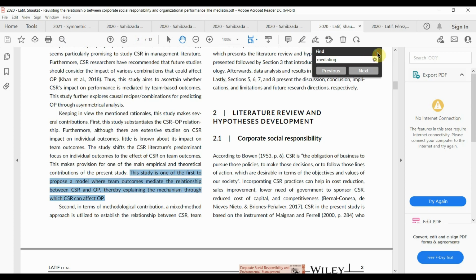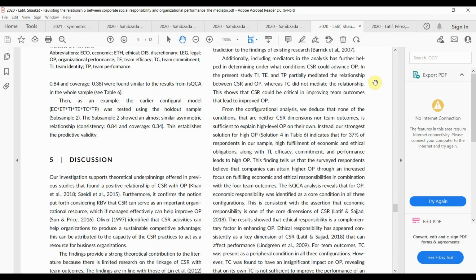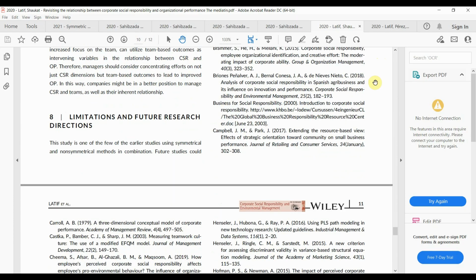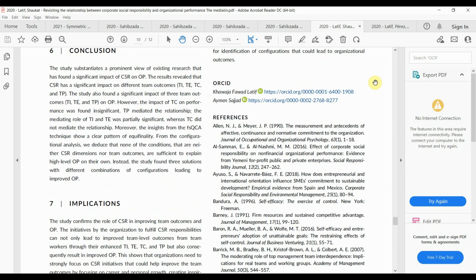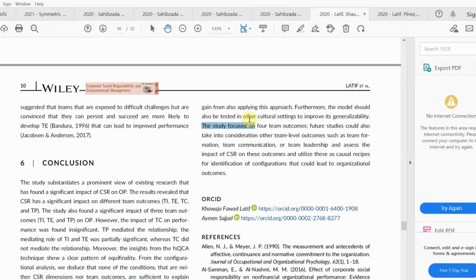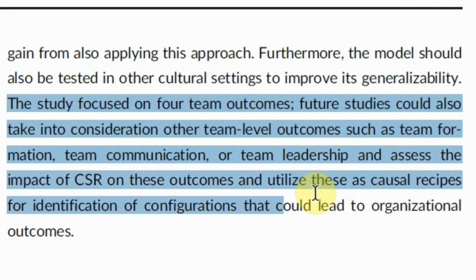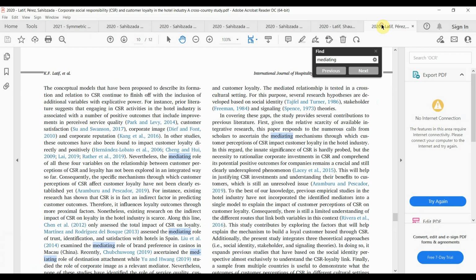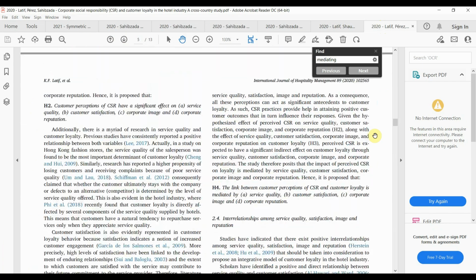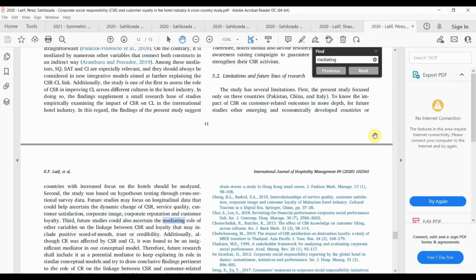Now, how do you search for mediation or mediating variables? An easier way is to look into the limitations and future research directions, and they would have recommended some mediators. Here, this study focused on 4 team outcomes. Future studies could take into consideration other team outcomes as well. Similarly, in this study, you can go into limitations and future research directions, and they would have proposed some new mediators. Some studies may not have proposed any mediators, but then you will search for other studies.